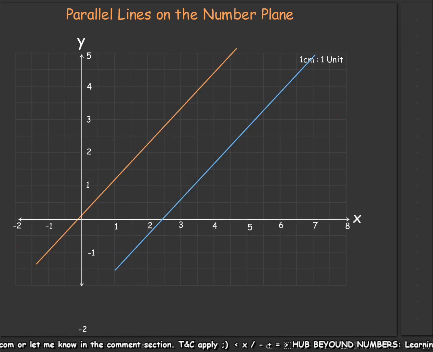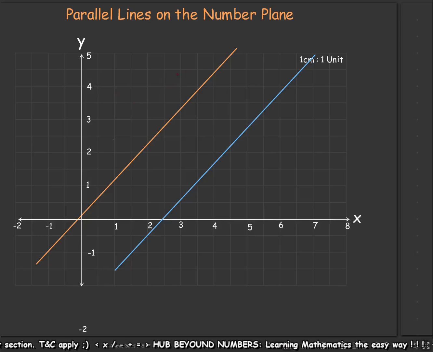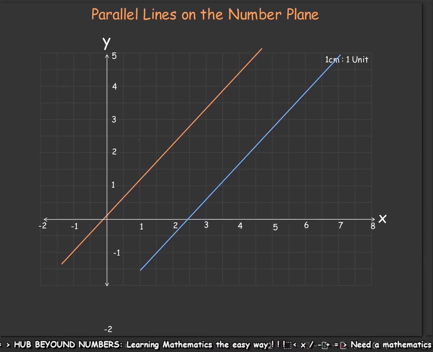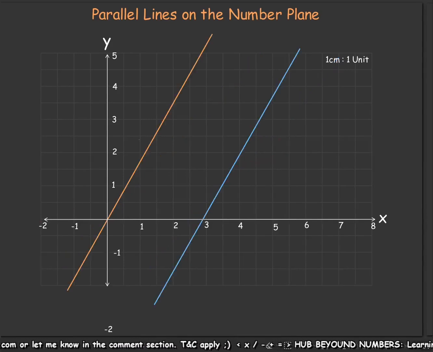So with that said, there are some characteristics that we need to observe on these two lines that will help us in this lesson. That is, for two lines that are parallel, we would always realize that their gradients are the same. So if the gradients are the same, then it simply means their angles of inclination are also the same, and we can even test that.